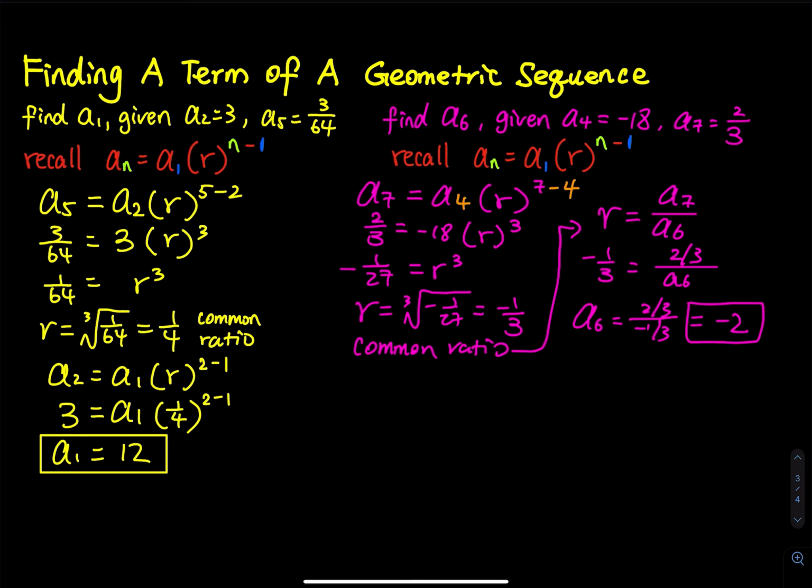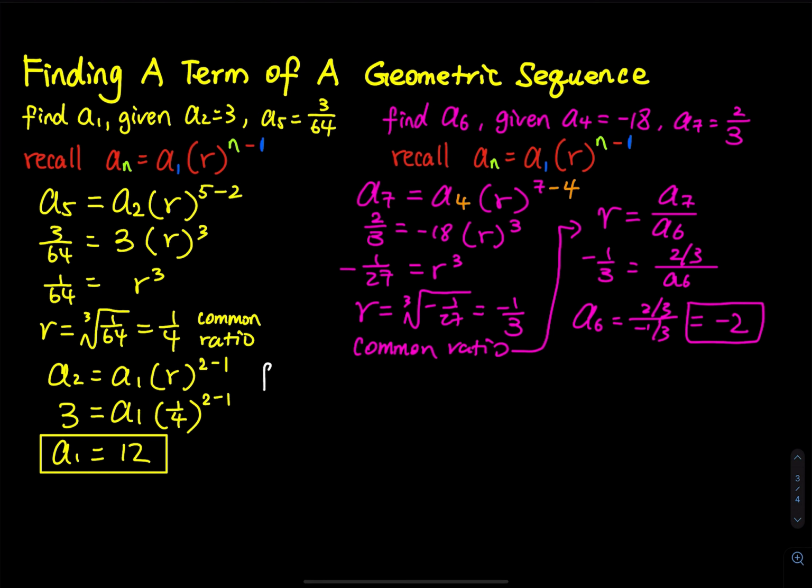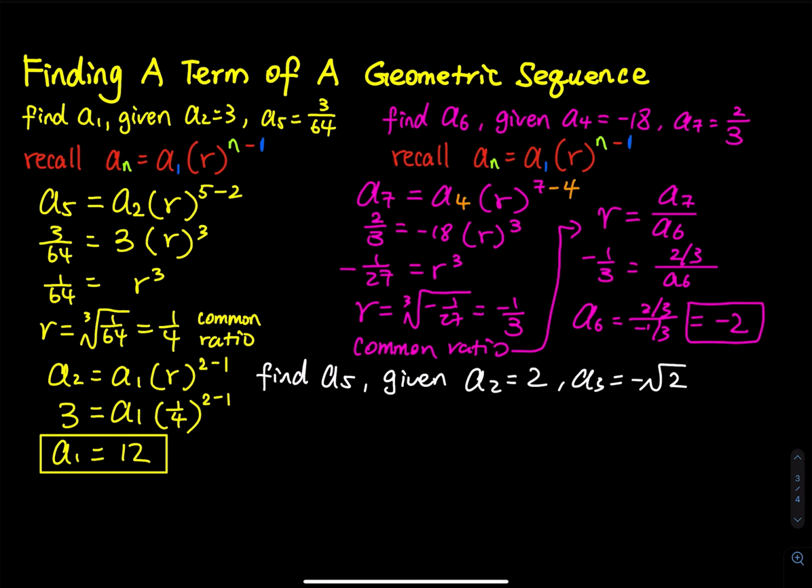That is the answer to the second question. And then the last question, I am going to do this in white. So we have to find a5, given a2 and a3. a2 is equal to 2, and a3 is equal to -√2. All right, so we have a2 and a3. We can find r immediately.